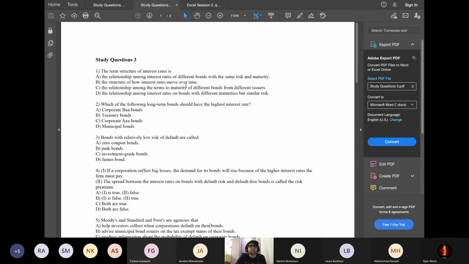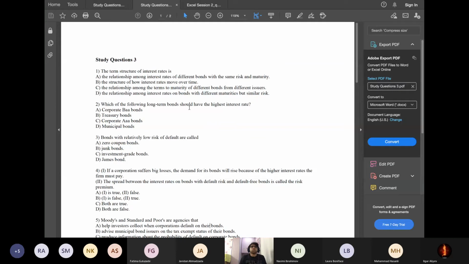The structure of how interest rates move over time, no. The relationship among the terms to maturity of different bonds from different issuers, there is nothing to do with issuers. D is correct because it is the relationship among interest rates on bonds with different maturities but similar risk. The same risk, the same interest rate, but different maturities.